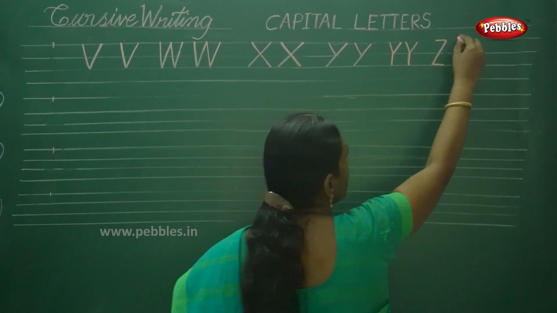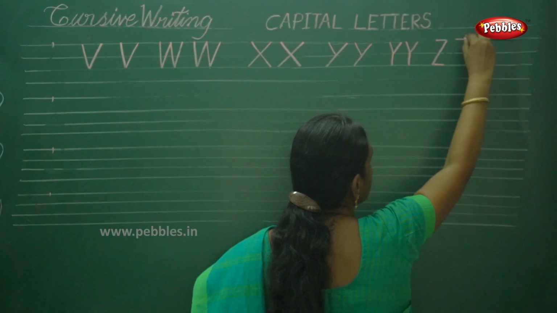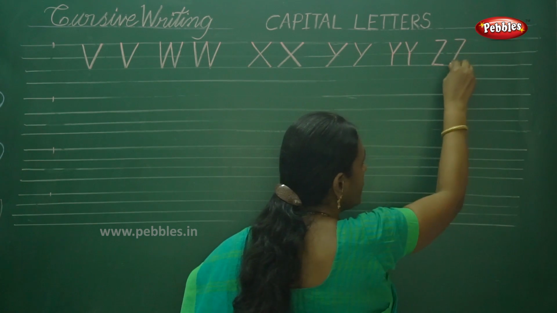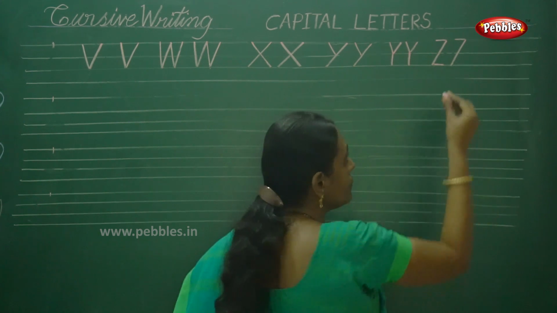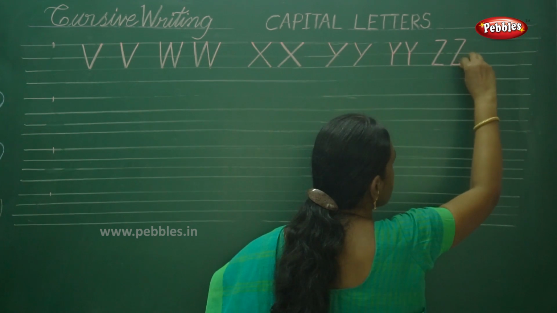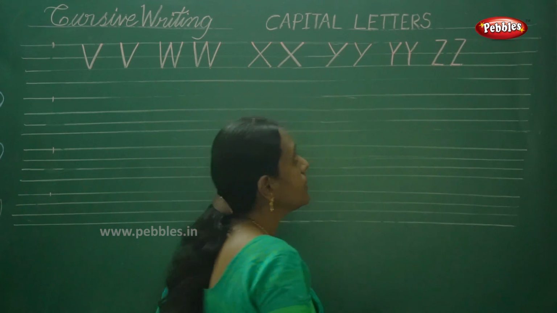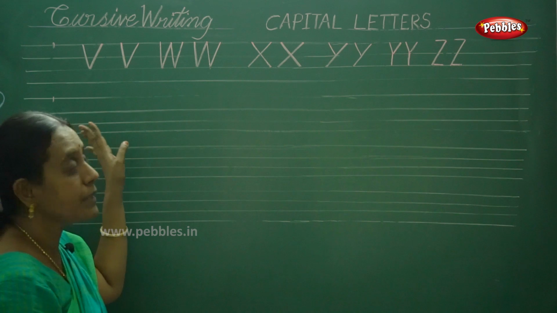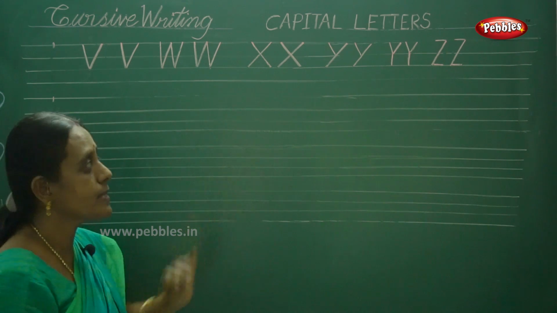Once again, that is a steeping line. Take out your hand and draw a slanting line. Okay children, then finally this is followed by this steeping line and finish the Z. So we have finished the capital alphabet from A to Z.